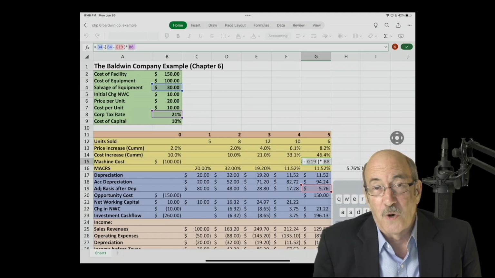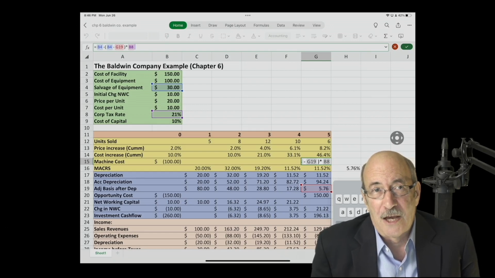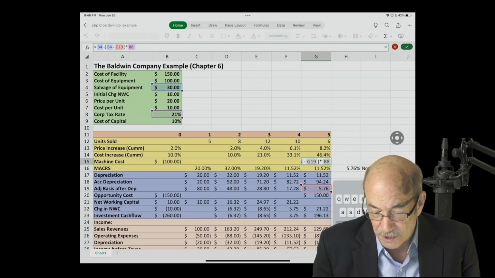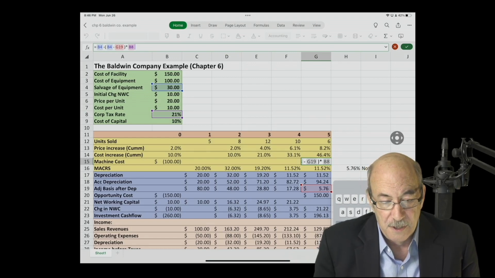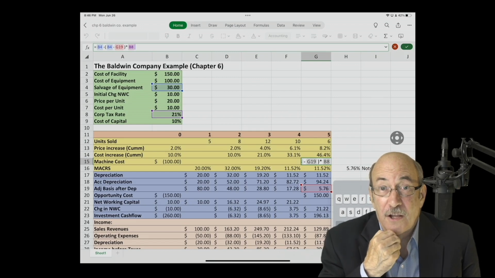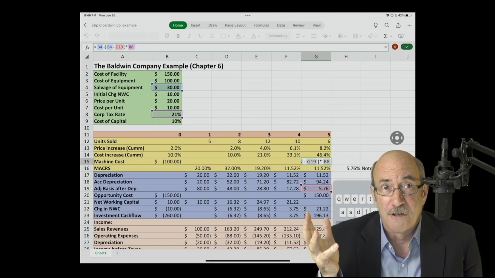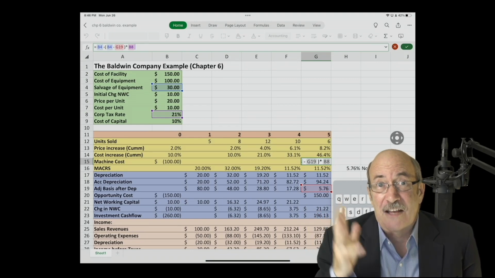However, in this case, we're actually getting more than what the books say it's worth, or what we've been allowed to depreciate it down to. We're getting an extra nearly $25,000 if we sell it for $30,000. So that entire amount above the $5,760 is taxable.